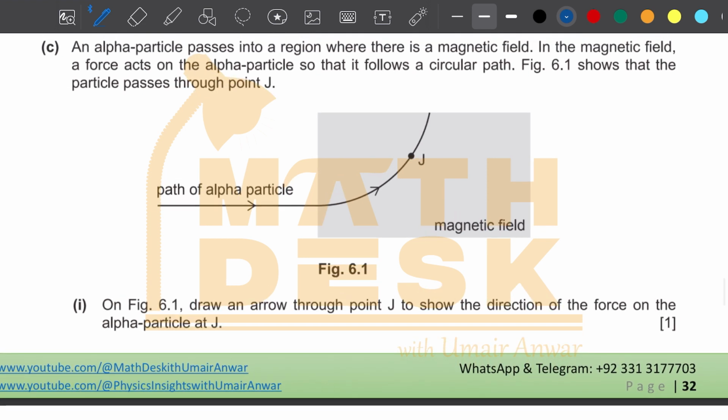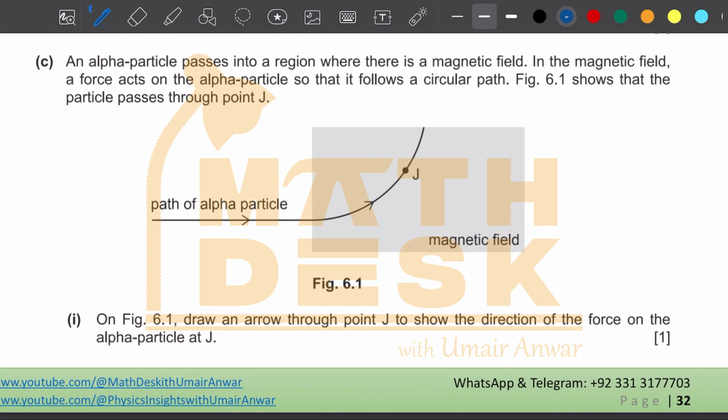distance of traveling. The next part says an alpha particle passes into a region where there is a magnetic field. In the magnetic field, a force acts on the alpha particles so that it follows a circular path. Figure 6.1 shows that the particle passes through point J. On figure 6.1, draw an arrow through point J to show the direction of force on the alpha particle. So the arrow would be drawn towards the center of this circular path.